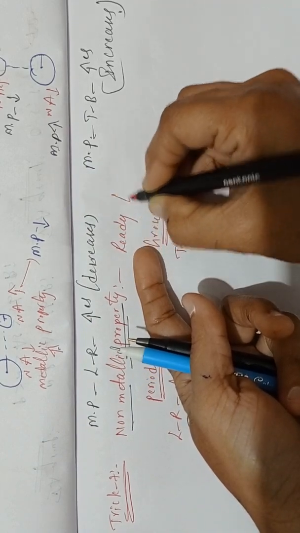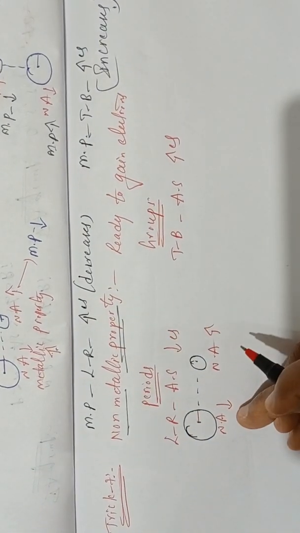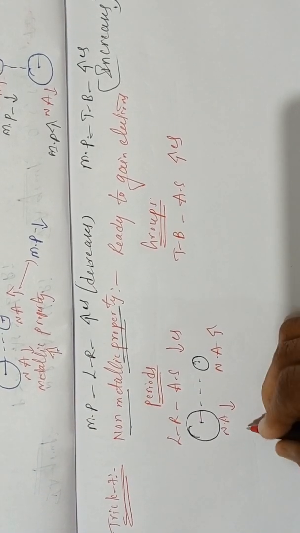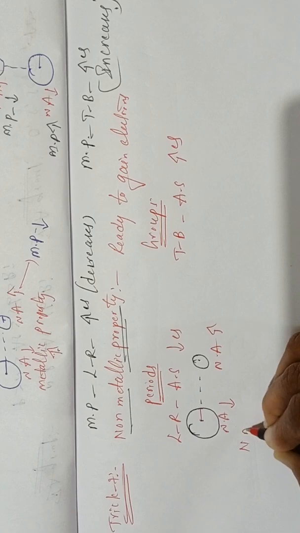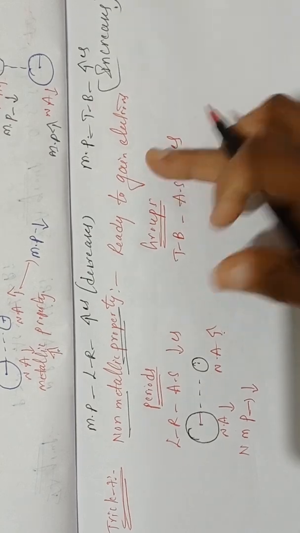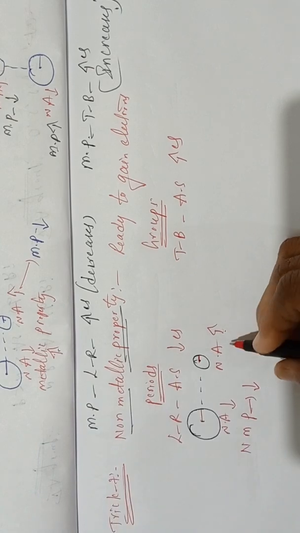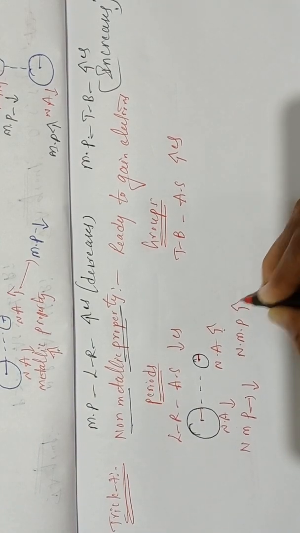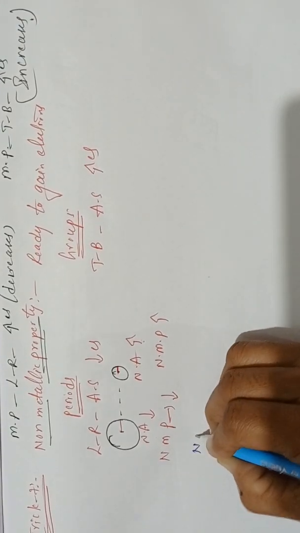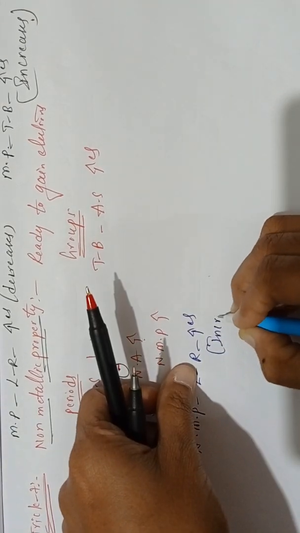Are you clear? Ready to gain electrons. Now tell me, here attractions are less. Attractions less means it is not ready to gain the electron. So that's why here non-metallic property less. Here attractions are more, so it is ready to gain the electron. Are you clear? So non-metallic property more. Here small, here big. So finally, non-metallic property left to right increases. Clear this one?